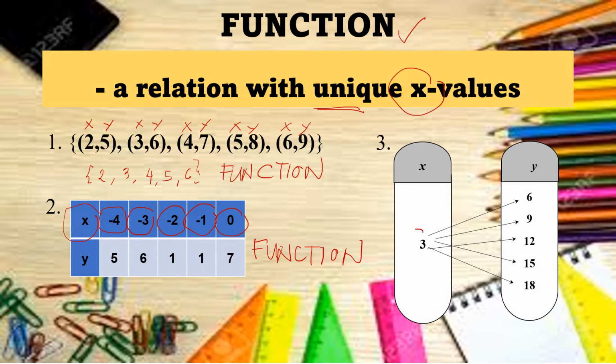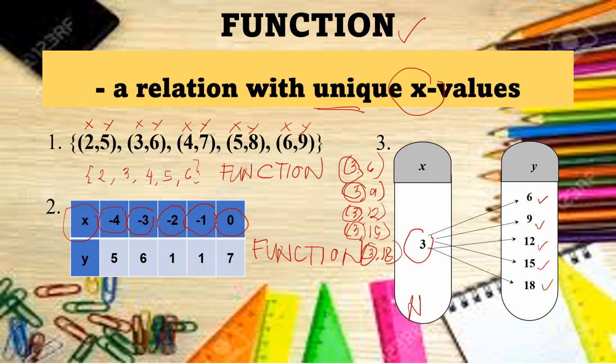So for your x, you have 3, and for your y, you have 6, 9, 12, 15, and 18. If I will write this in pairs, this will give me (3, 6), (3, 9), (3, 12), (3, 15), and (3, 18). And you will notice that the value for x repeated 5 times. In this case, our value for x is a repeated number, which is 3. Naulit lang yung 3. Therefore, our answer for number 3 is not a function.